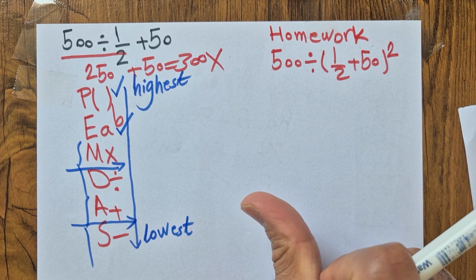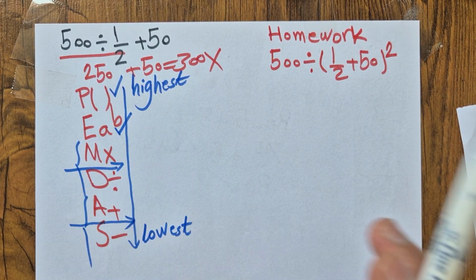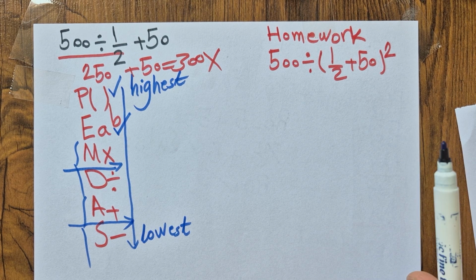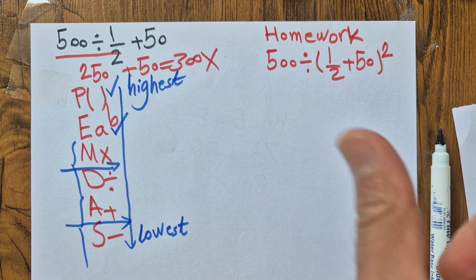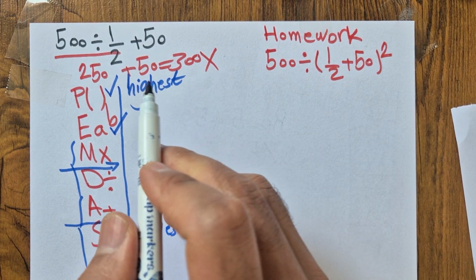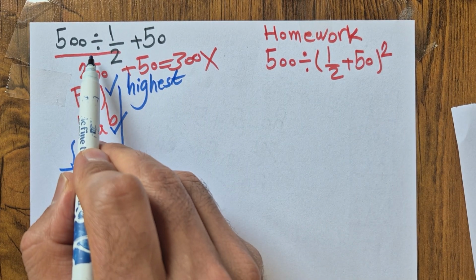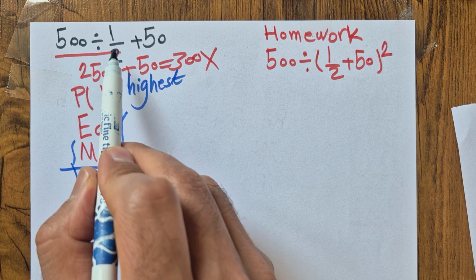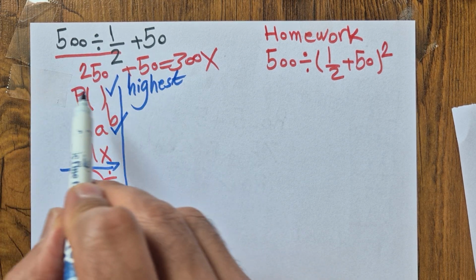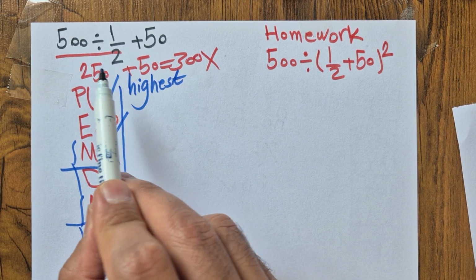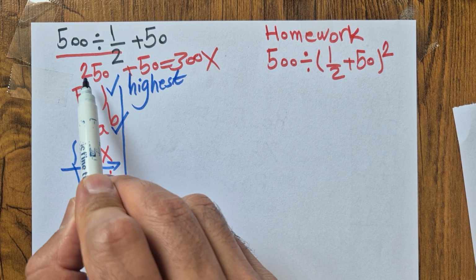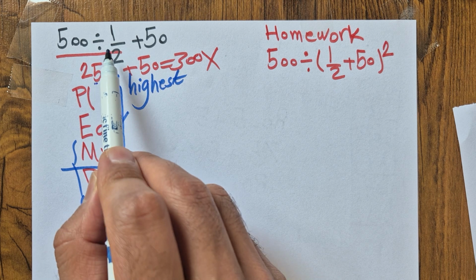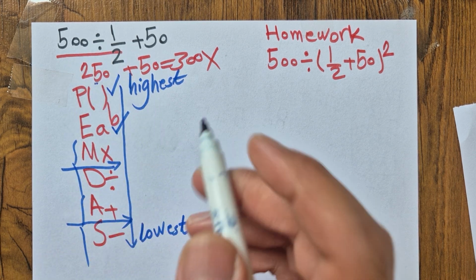So that being said, let's do the original expression. But for God's sake, learn PEMDAS once and for all. Never be lost. Learn PEMDAS. 500 divided by 1/2. So that's maybe an optical illusion. Maybe you assumed it is 2. So 500 divided by 2 would be 250, not divided by 1/2.